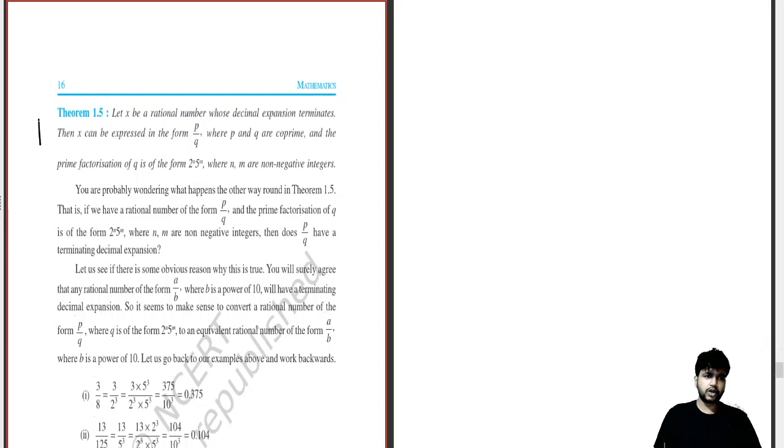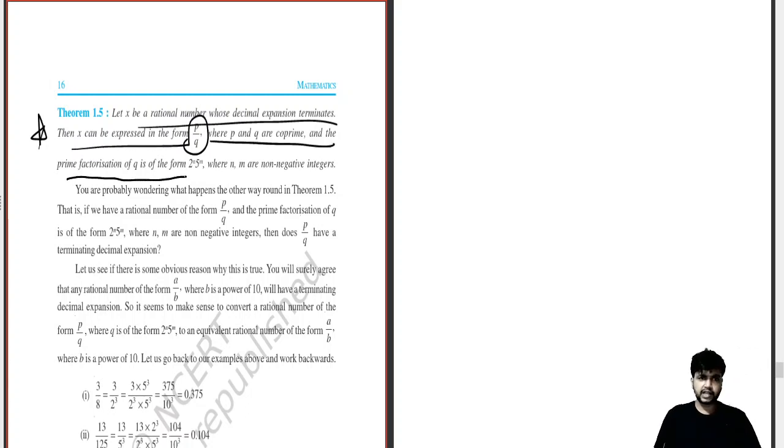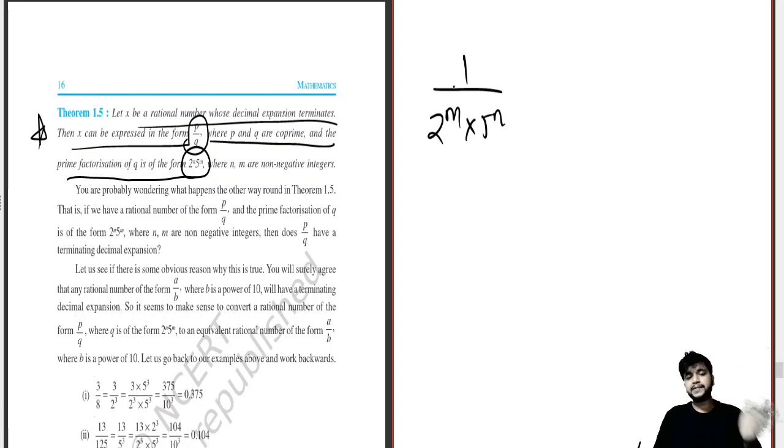Now, see, there is a theorem over here. Let x be a rational number whose decimal expansion terminates. Then x can be expressed in the form p by q, where p and q are co-prime and the prime factors of q are of this form. So that means what I said, that the denominator should have only these factors to make it a terminating one. There is a proof of it, but obviously the proof will not be asked of you. I will just say that if it is a proof, that means it has been proven. So this is applicable in your concepts. This is actually a truth which you have to learn.